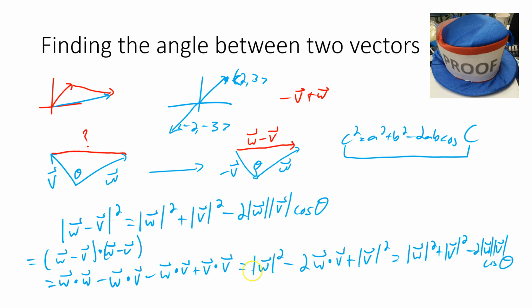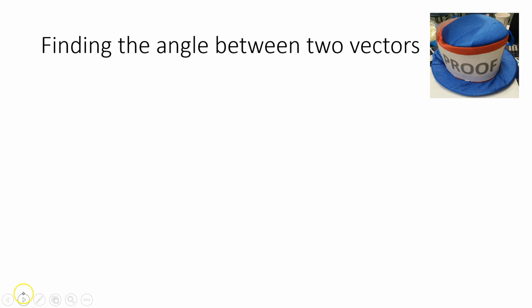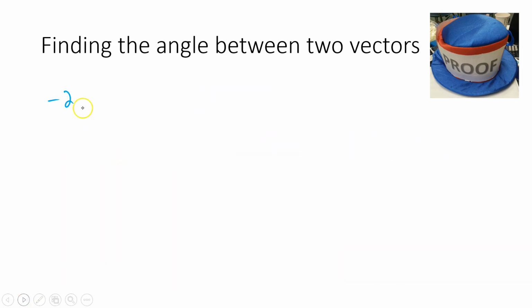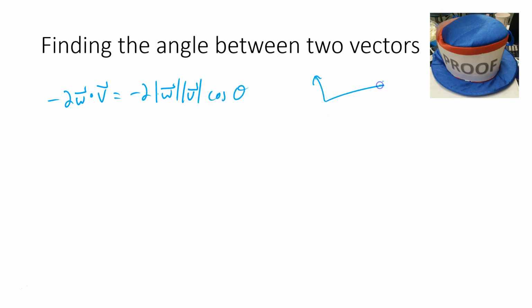Now check it out. So this goes away. Magnitude w squared goes away. Magnitude of v squared goes away. So let's take what we've got and go to the other side. So one thing more is going to cancel, it looks like. Let's go to the next slide, though. So at that point, we had negative 2, was it w dot v? Yep. So negative 2 w dot v is equal to negative 2 magnitude of w, magnitude of v, cosine of theta, where theta is the angle in between w and v.